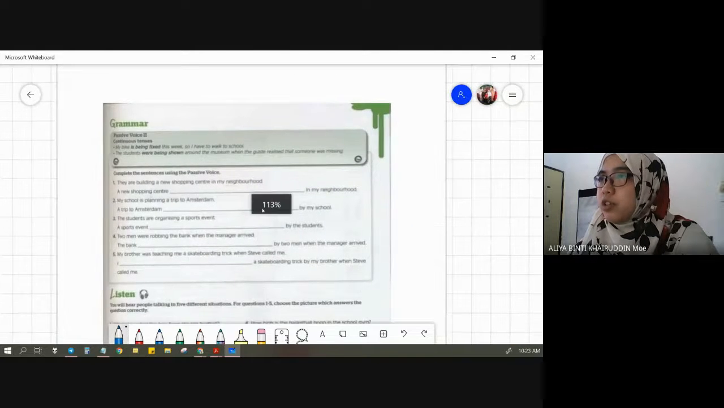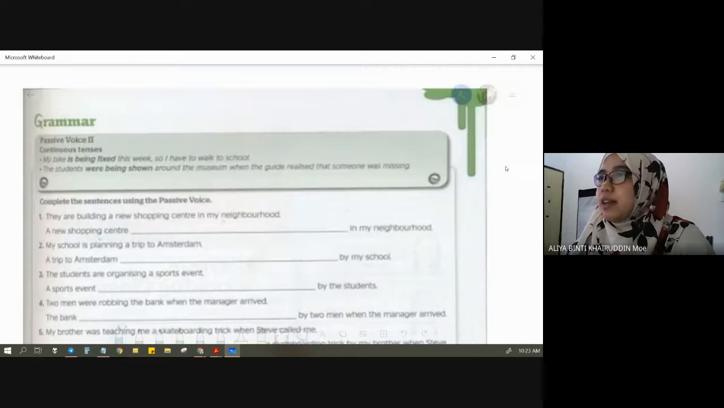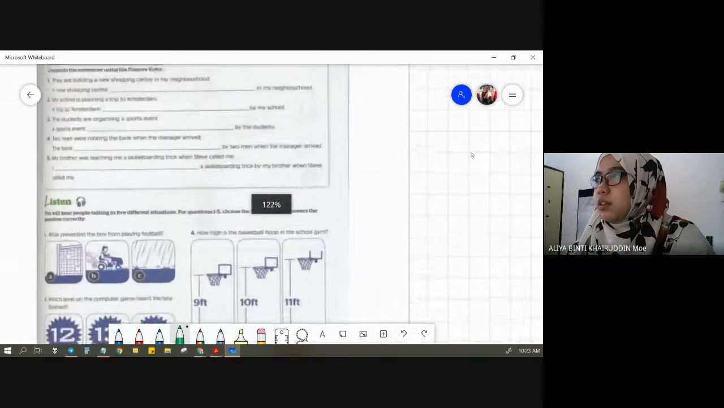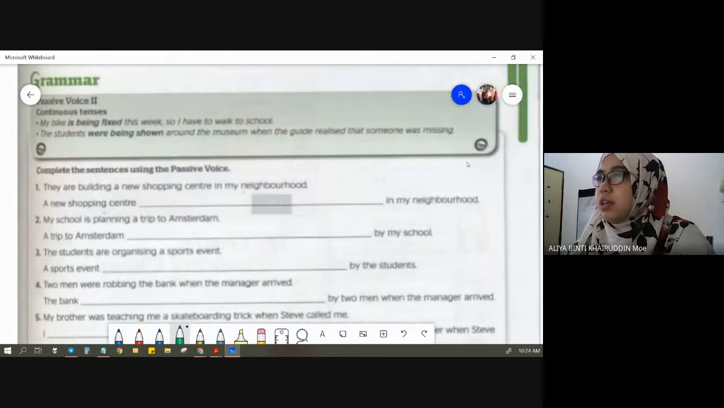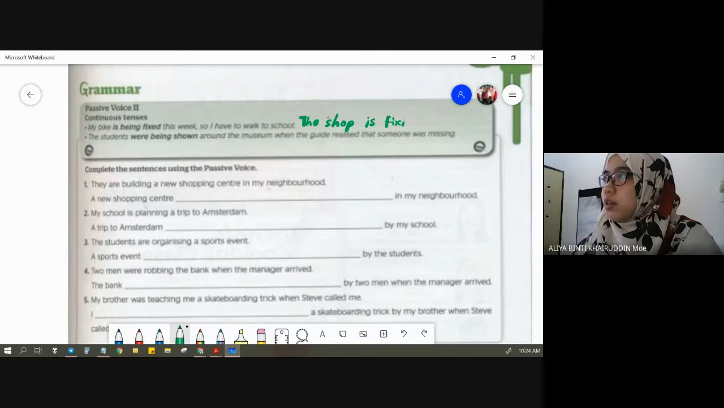Alright, so this is passive voice too, but it actually is a continuous tense. An example here: my bike is being fixed this week, so I have to walk to school. So what do you think is the active form of this? The active form is... being fixed, not sure by who, right? Maybe we can say the shop. The shop is fixing my bike.